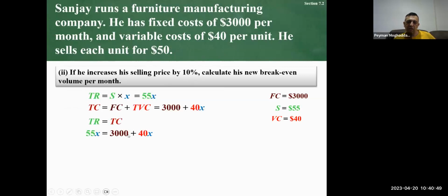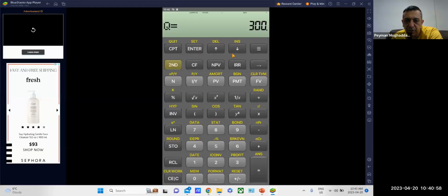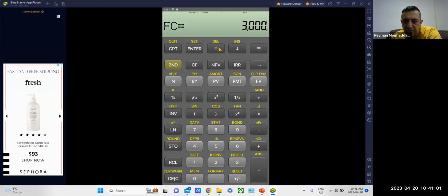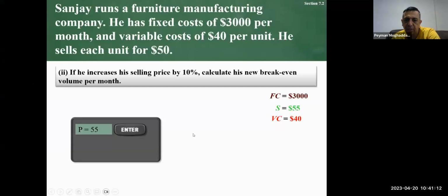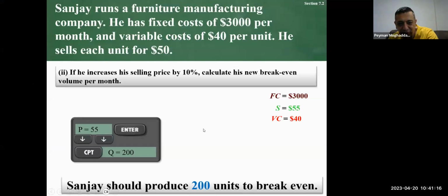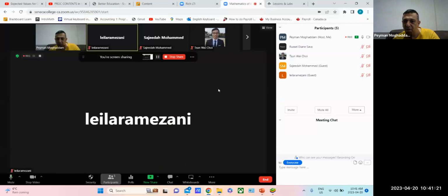Again, you make the same equation and find X. In this case, X is going to be 200. You can also use the calculator. Everything is the same: the fixed cost is the same, the variable cost is the same, but you change the selling price. Profit is still 0, and CPT on Q, you find Q, so 200 is going to be Q. That's it.